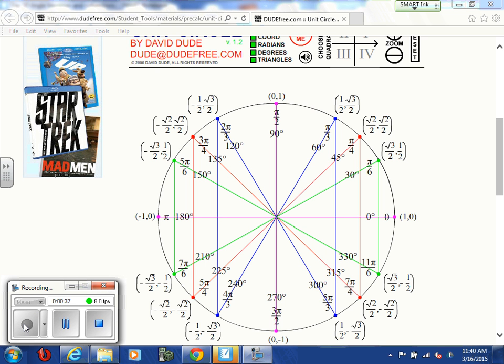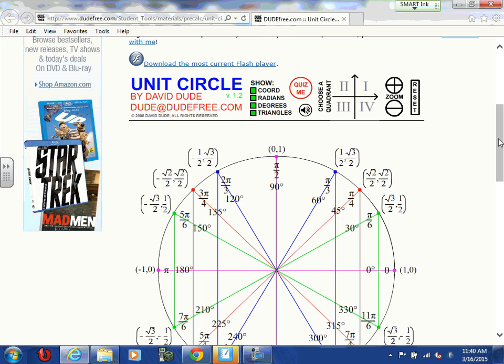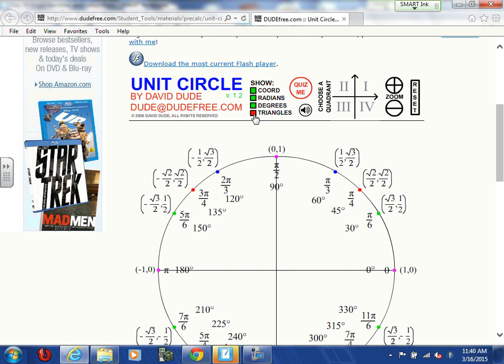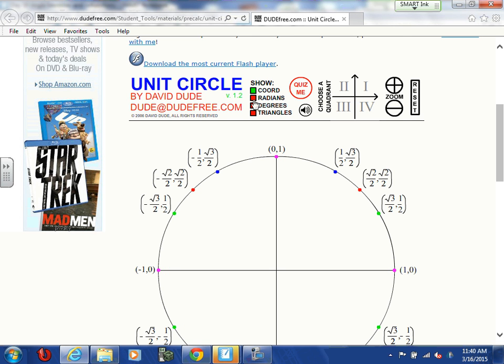You can see that this is our unit circle. And you can see how we've got degrees and we've got radians, and then we've got the sine and cosine values all the way around the unit circle. And what's really cool about this is you can take the triangles away. You can take your degrees away. You can take your radians away and just leave your coordinates or vice versa. I think that's kind of cool.